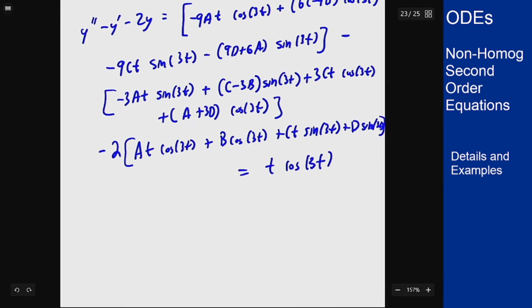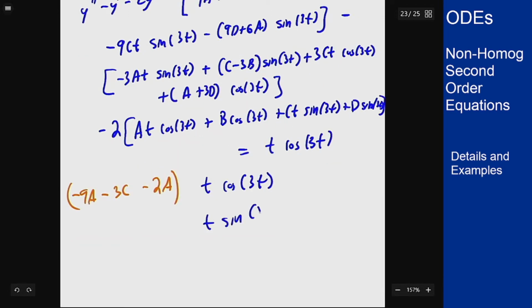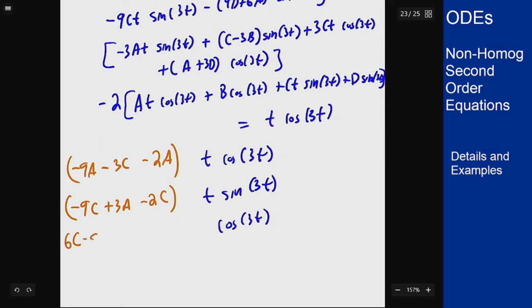So the coefficient of t cosine of 3t on this middle part here is going to be minus 9a minus 3c minus 2a, remembering that this minus sign here distributes inside to every term in this middle set here. For t sine of 3t, we end up with minus 9c plus 3a minus 2c. For cosine of 3t, we get 6c minus 9b minus a minus 3d minus 2b.